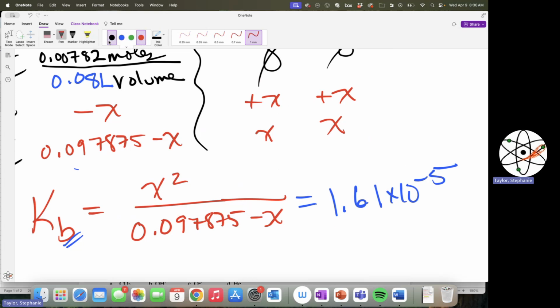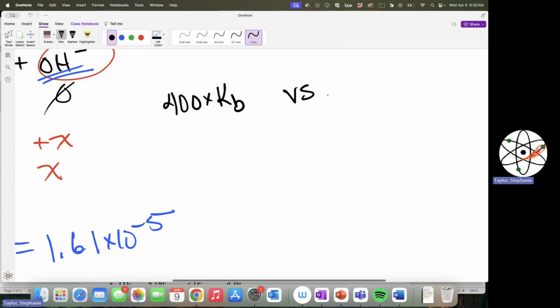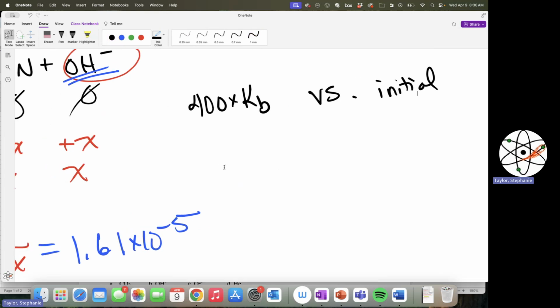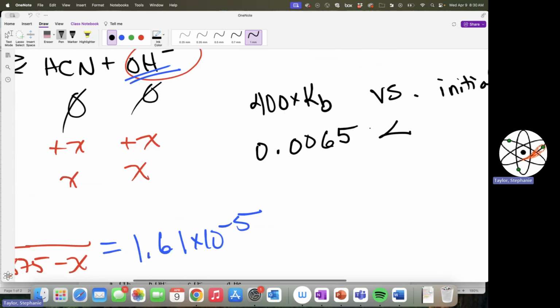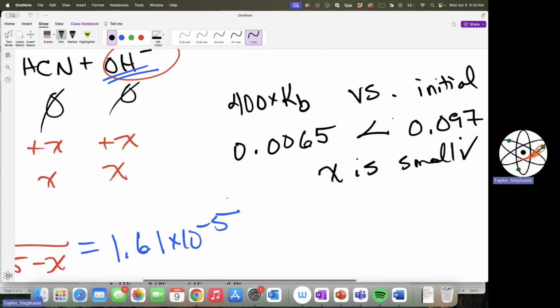We could go ahead and take that moment. God, I hope this works, otherwise I'm in big trouble. To do 400 times the Kb and compare it to the initial concentration. Honestly, we're going to set you guys up so that this works because this problem is really long. There is no way we would make you do a quadratic because this problem is so long as it is. But that is in fact smaller than my 0.097, so we can use x is small. It will work. Yay, thank goodness.